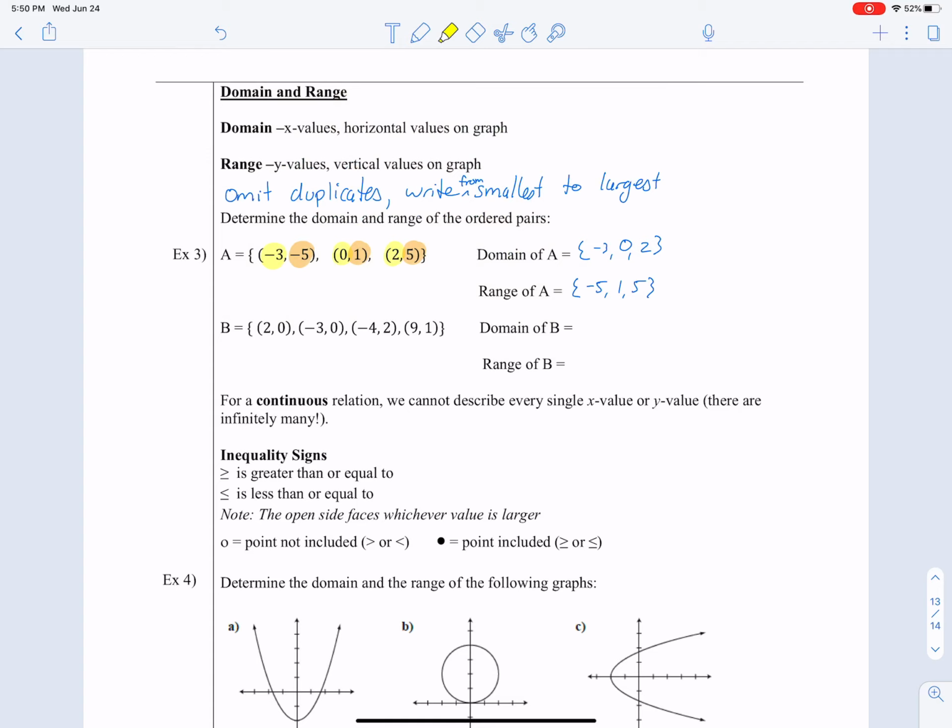Okay, looking at the next ones, we'll look at our x. We have 2, -3, -4, and 9. So these aren't in the right order. We have to reorganize them. Our smallest one is going to be -4. Then we have -3. Then we have 2, and we have 9. So we'll put them in order.